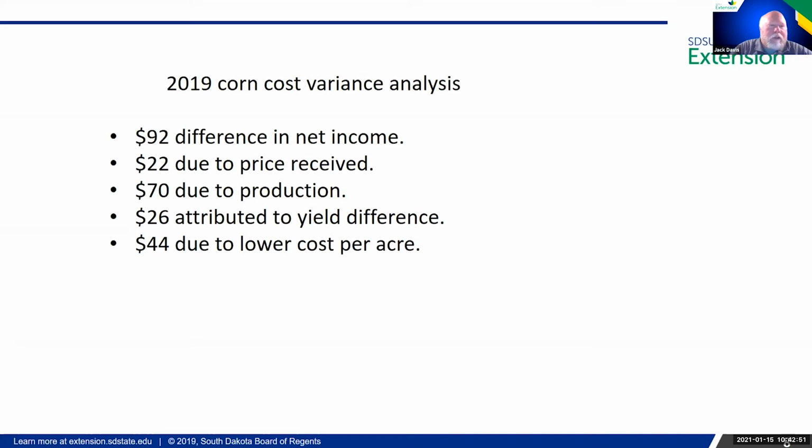So $70 was due to production. $26 was a yield advantage, that they got a better yield. So I held the price steady and just isolated the yield. And then $44 would have been due to lower cost per acre.